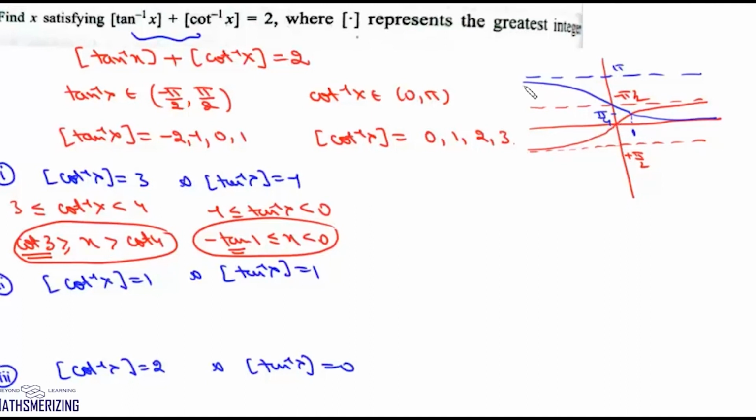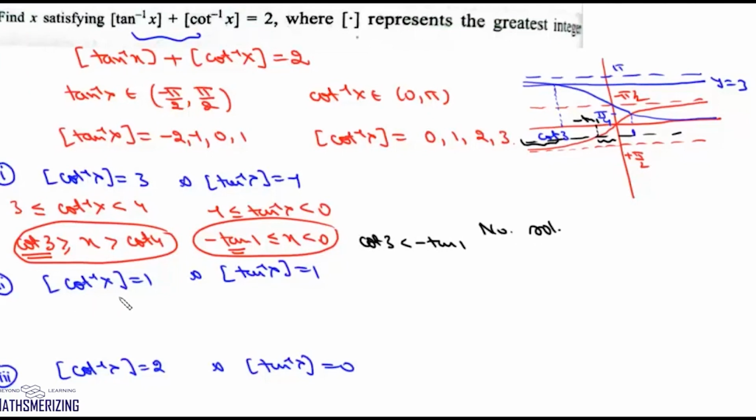Now if we draw a line at 3, this point is cot 3, and if we draw a line at minus 1, this point is minus tan 1. So clearly cot 3 is less than minus tan 1. So this first interval is from cot 4 to cot 3 and this second interval is from minus tan 1 to 0. So there is nothing common between the two intervals. So in the first case, there is no simultaneous solution.